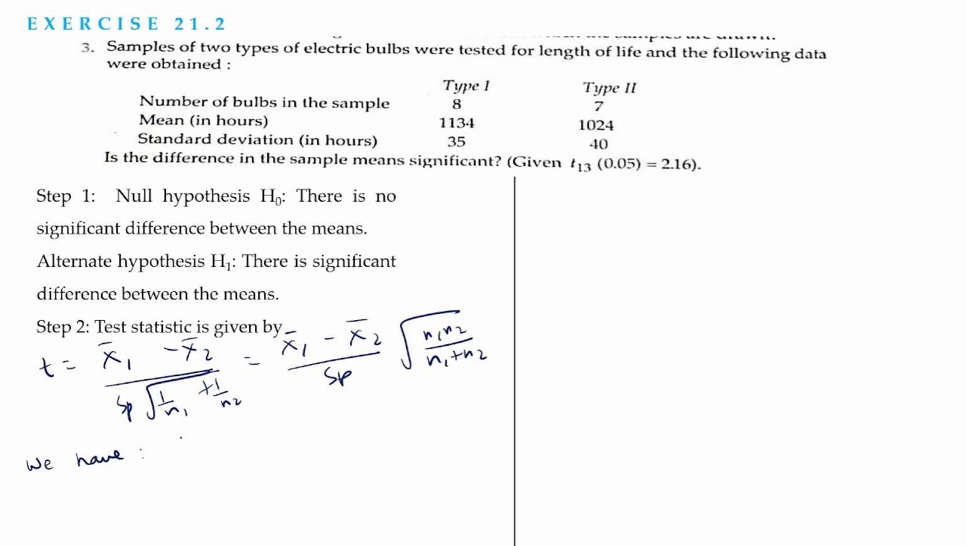Let us write so that it will be easy for us to solve. We have n1, n2, x1 bar, x2 bar, and the standard deviations s1 and s2. n1 is 8, n2 is 7 given here, and the mean is 1134 for type 1 and 1024 for type 2.